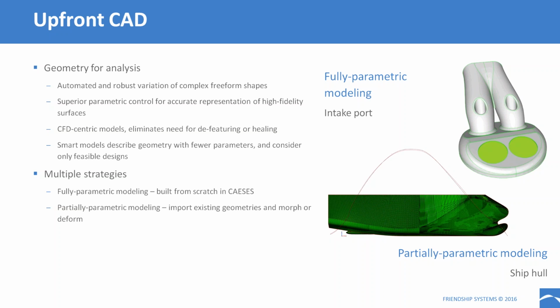The disadvantage of the fully parametric modeling approach is that you have to invest a bit more time to generate your parametric model, while the second approach, the so-called partially parametric modeling, is very fast to set up. The approach here is that we import an existing geometry and then apply some kind of morphing and deformation. As I said, it takes little time to set up, but as a disadvantage compared to the fully parametric modeling, we don't have such a detailed and exact control of the geometry.